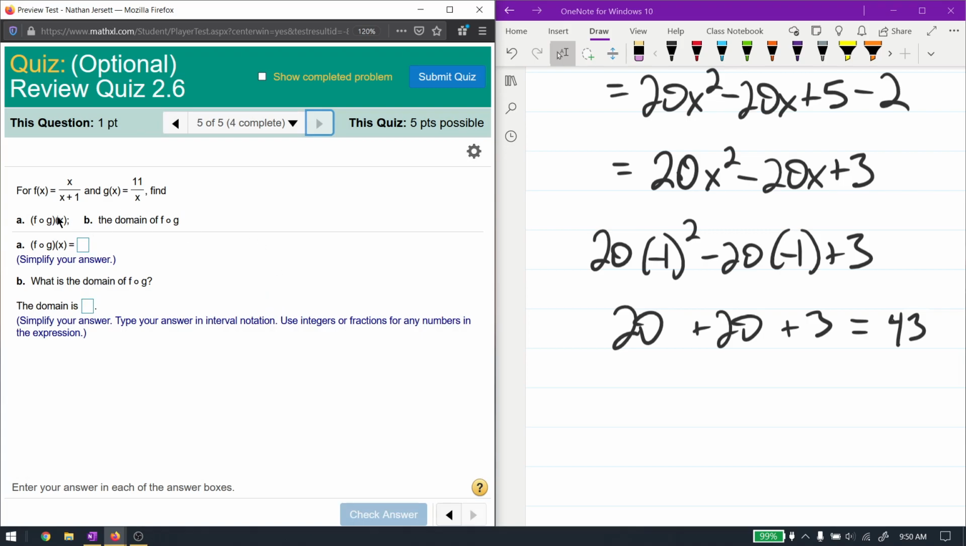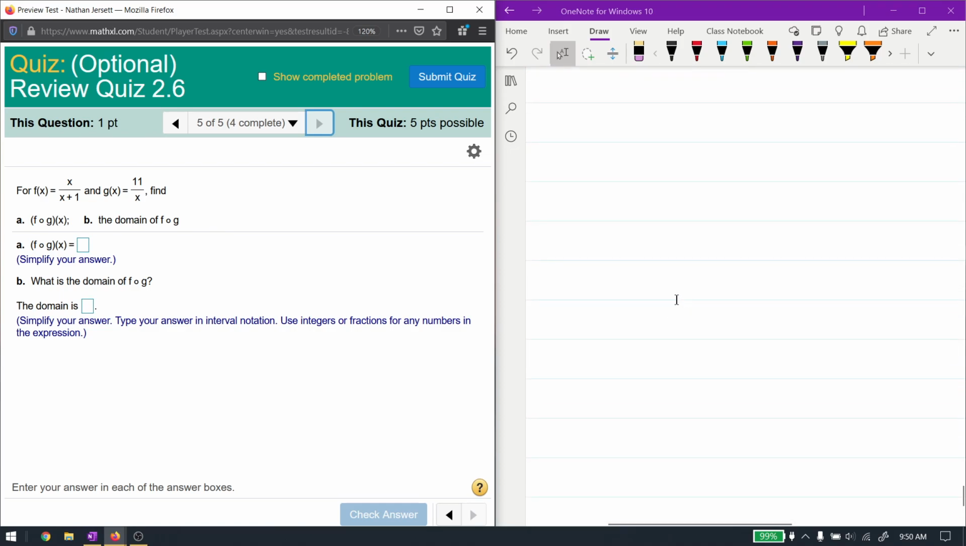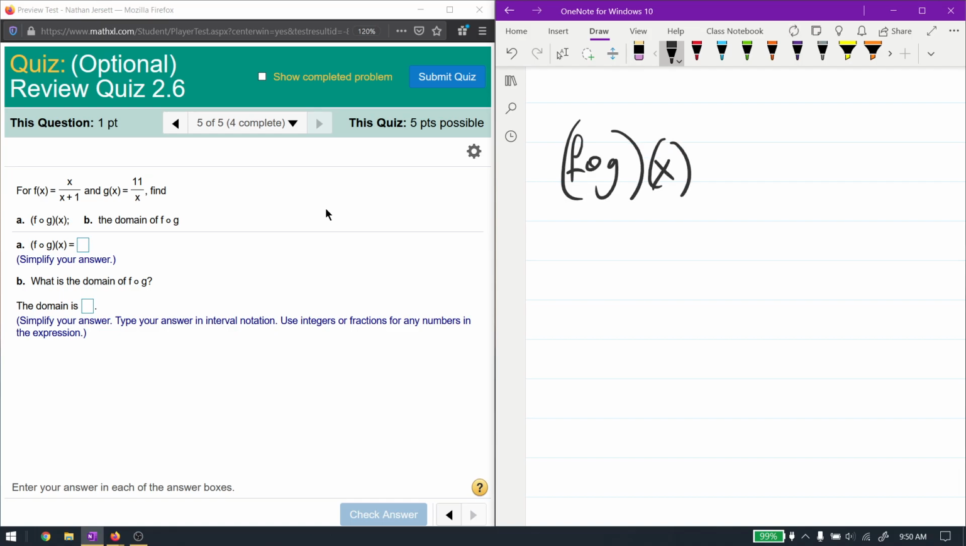All right, for the last problem, we have a composition again. And now we're going to find the domain of the composition. But here we have two rational functions. And we're going to plug them in. So the first one is f of g of x, or that's the composition we're doing. So this is once again f of g of x. Plug g of x into the x spot of f of x.